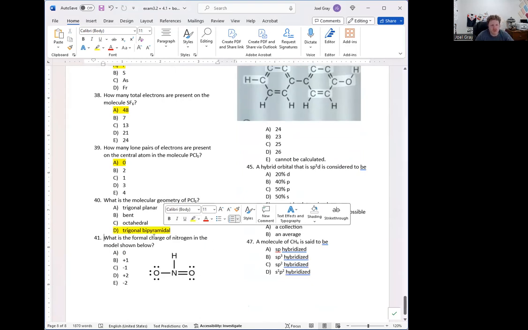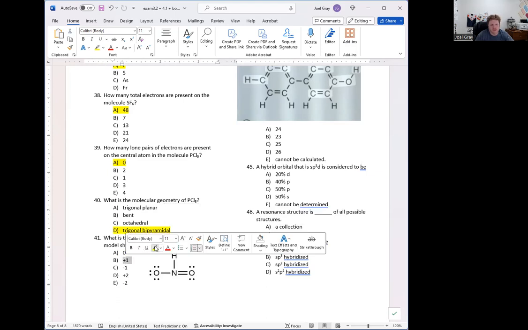What is the formal charge of the nitrogen in this model shown below? Anytime that nitrogen has 4 bonds to it, it's going to have a formal charge of +1.